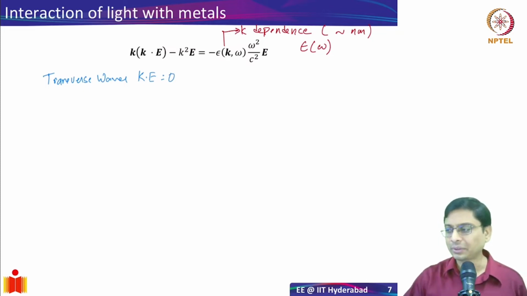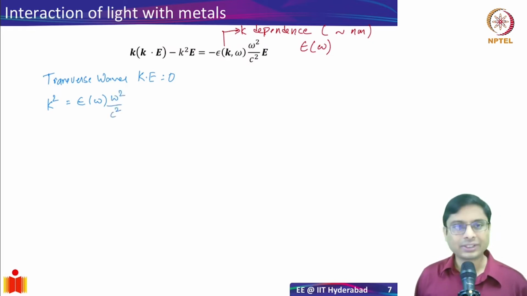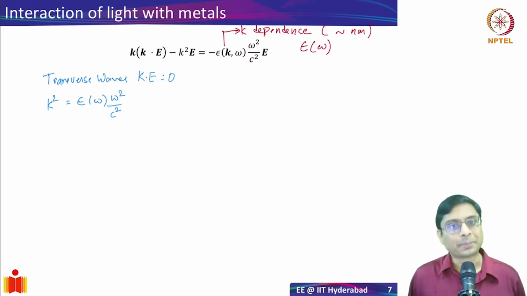When you have such a scenario, the relation above gives you a simplified dispersion relation, which is k square equals epsilon of omega times omega square by c square. I'm removing the non-locality part, so let's forget that right now. This is the generalized dispersion relation for a transverse wave. Any electromagnetic radiation we are talking about, we are only talking about transverse waves, right? The electric field is perpendicular. So when you have such a scenario, what happens?